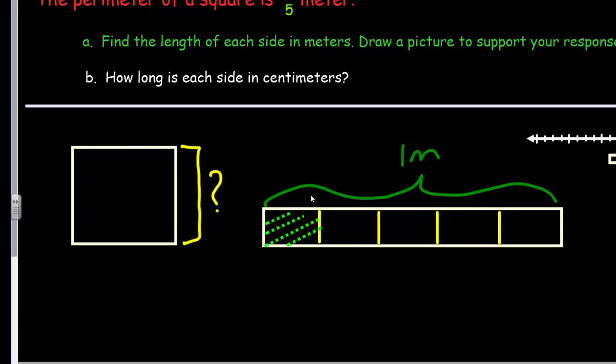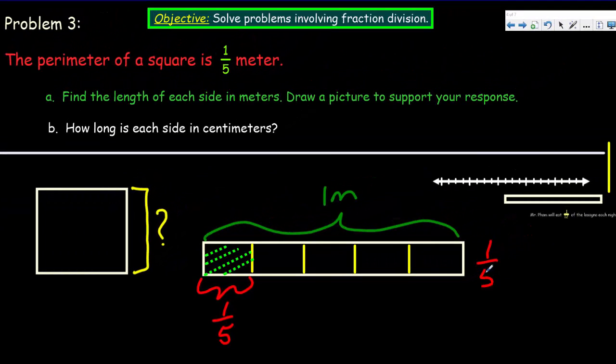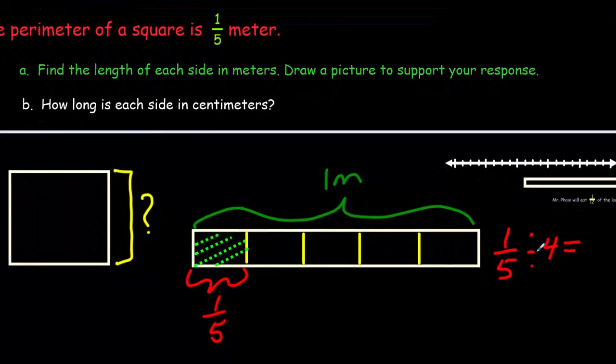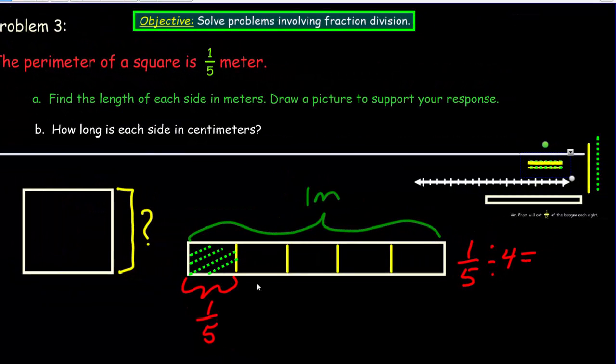Right, now I have my 1/5 shown here. I'm going to go ahead and mark that. Our division expression would be 1/5 divided by 4. Okay, so let's summarize again what we have here.